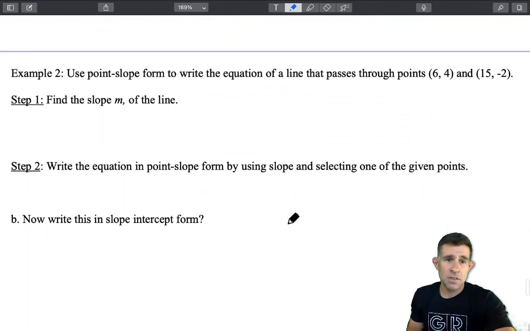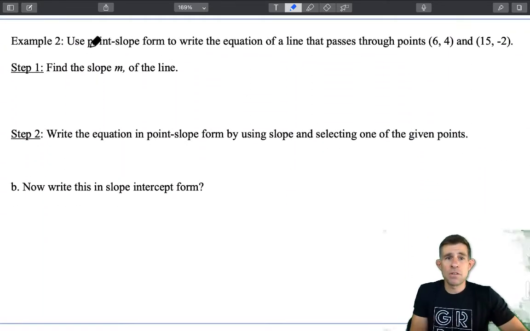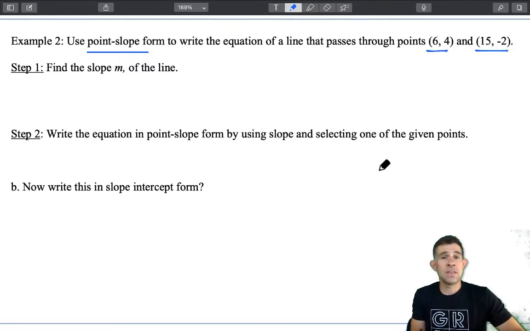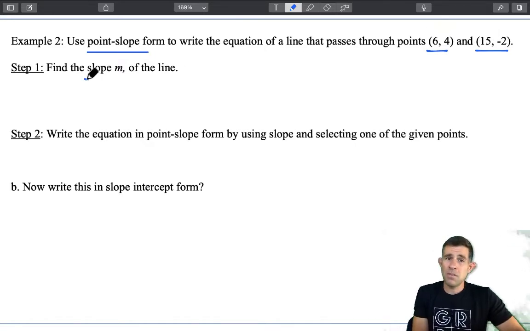All right, let's check in with example 2. It says to use the point slope form to write the equation of a line that passes through these 2 points, 6, 4, and 15, -2. So there's one additional step that we need to do first before we write this point slope form. We have obviously 2 points that it passes through, but we don't have the slope. So we need to find the slope.